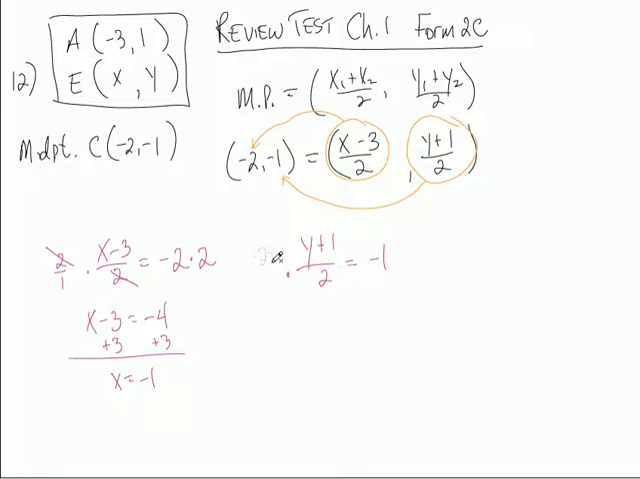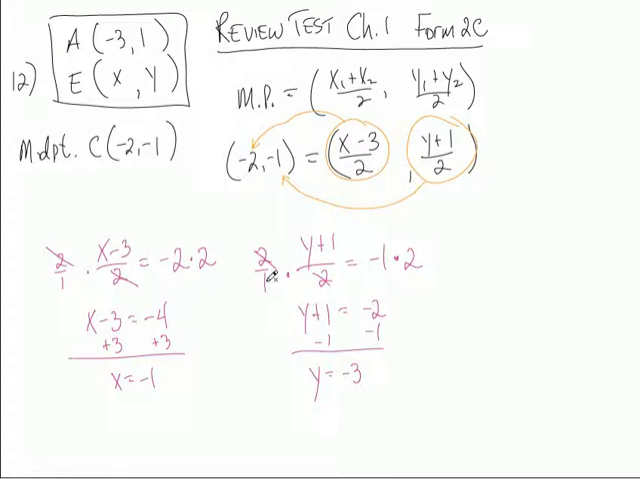Get rid of the 2. It's the same step, isn't it? Multiply both sides by 2. Multiply this side by 2. So y plus 1 equals -2. Subtract a 1 from both sides. What's y equal to? -3.